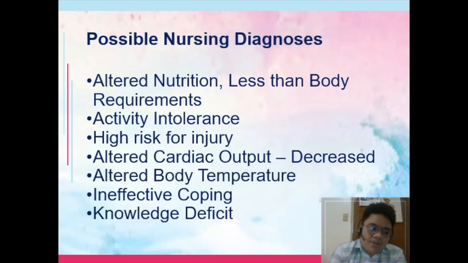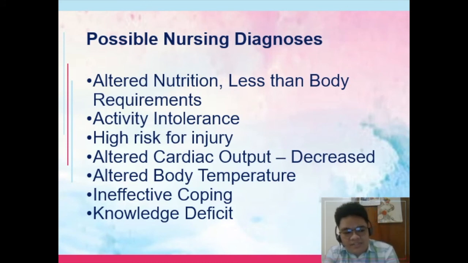Then the possible nursing diagnoses for this patient would include altered nutrition, less than body requirements, activity intolerance, high risk for injury, and altered cardiac output. There could be a decreased cardiac output because even if the heart is pumping fast, the too-fast pumping will not allow for cardiac filling. Okay, so meaning there is inadequate blood that goes towards the system. Altered body temperature, and there could be ineffective coping and then deficient knowledge.